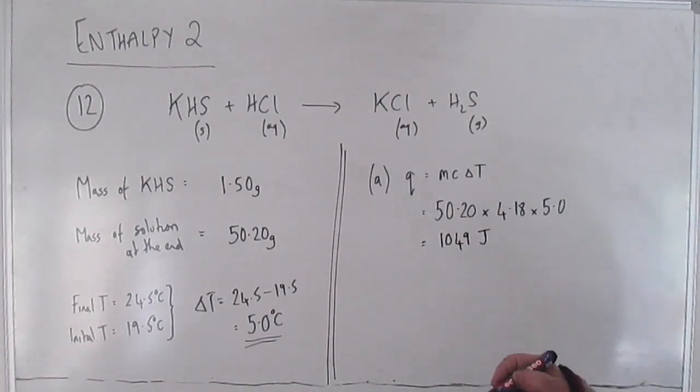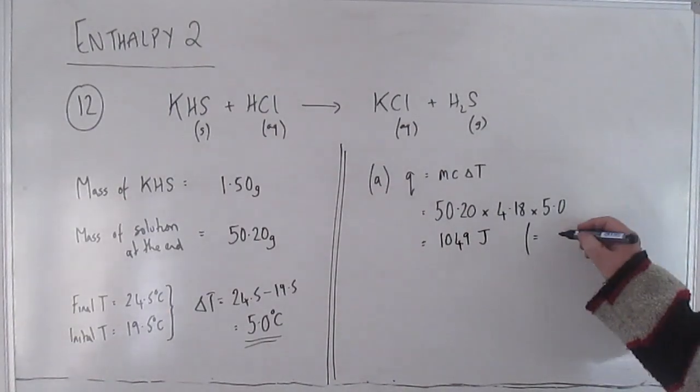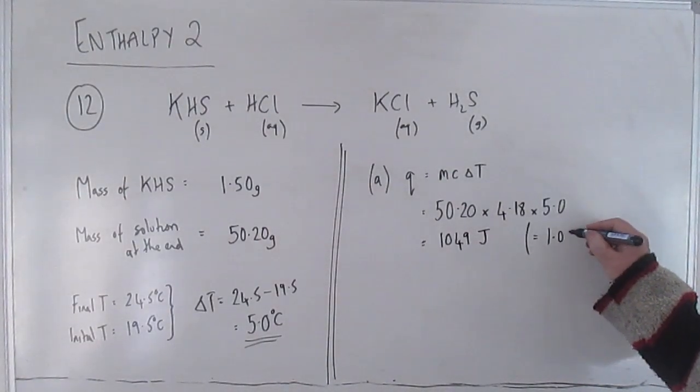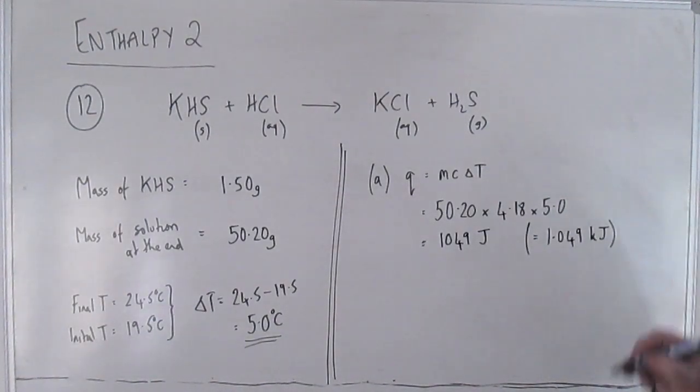And sooner or later we're going to need to turn that into kilojoules, so we may as well do it now. So divide by 1000 equals 1.049 kilojoules.